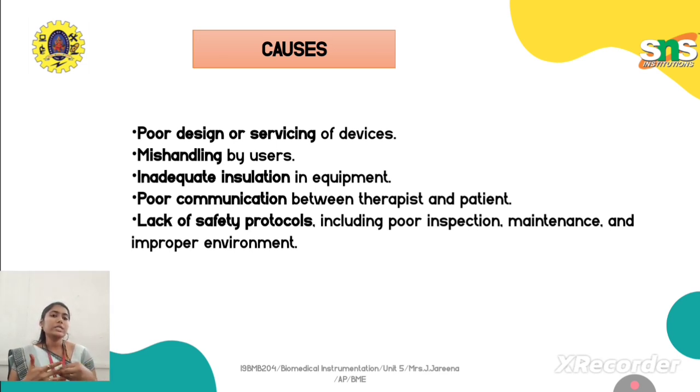Okay, so the last one is the lack of safety protocols. That is very important, that we follow the safety protocols each and every time, which includes proper inspection, proper maintenance, and maintaining a proper environment. If there is any lapse in this inspection, maintenance or environment, there is also a high chance for the person to get shock. So these are the main possible reasons for a person to get shock who is admitted in the hospital.